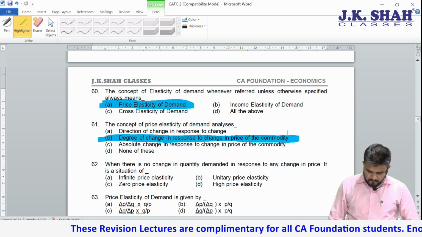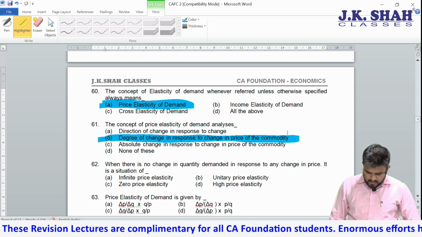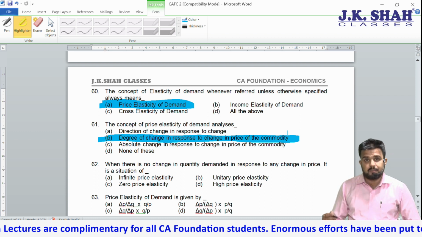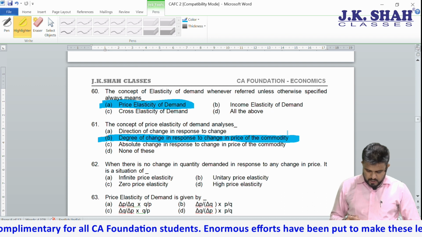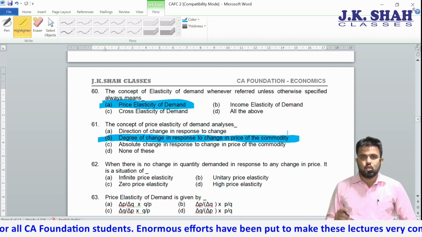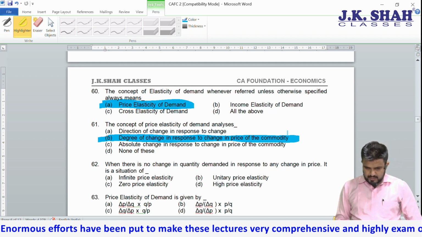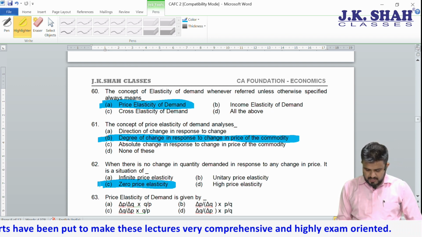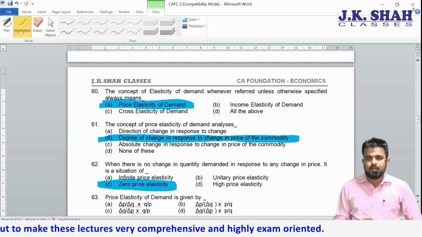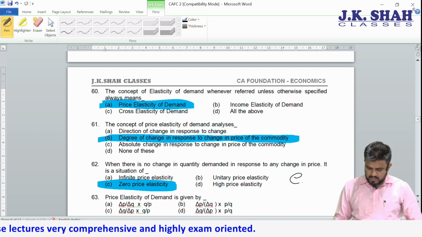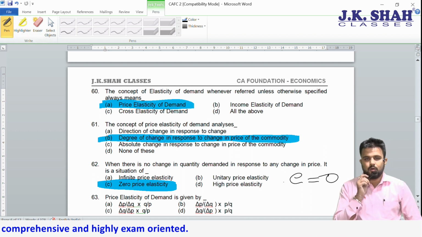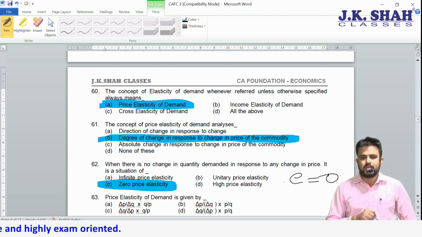62. When there is no change in quantity demanded in response to change in price, it is a situation of dash. No change, they are telling. Whatever be the situation, the answer is zero price elasticity. This is nothing but your E equals 0. Perfectly inelastic demand.